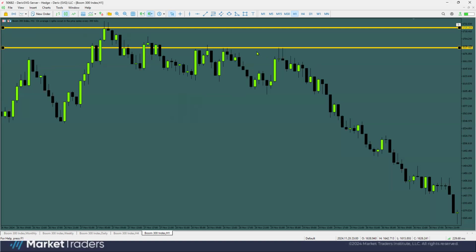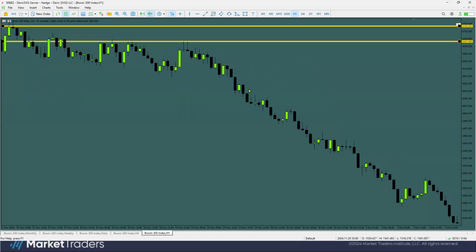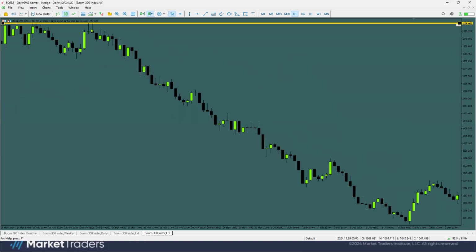Number one, it is coming from a resistance zone. Number two, there's a dragonfly doji. Number three, there's a angry man. All of them signifying that the market is going to sell. And see how well the market sold. See how well it sold.